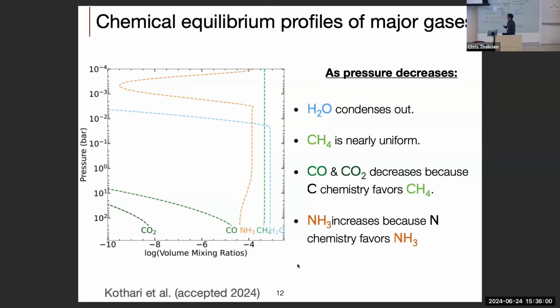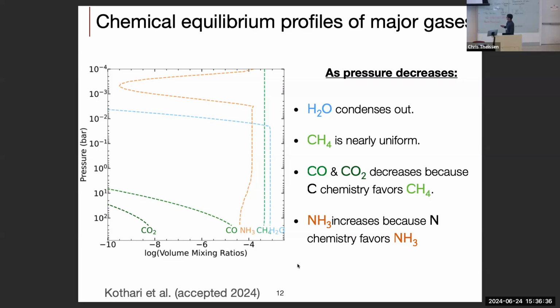Using our retrieved temperature-pressure profile, we calculated the chemical equilibrium profiles of the major gases, which are water, methane, ammonia, carbon monoxide, and carbon dioxide. So here is a plot where on the horizontal axis is the log of the volume mixing ratios, so as you go to the right, the value increases. On the vertical axis is the pressure in bars, so as you go higher up, the pressure decreases. And you can see the profiles, for example, for water, it's uniform for a while and then it condenses out at lower pressures. Methane is mostly uniform throughout the atmosphere.